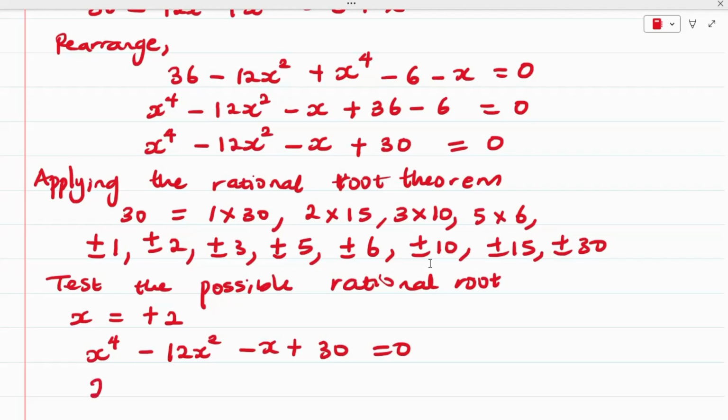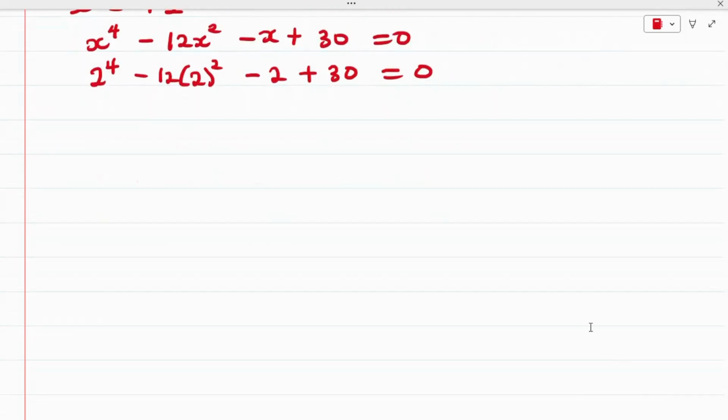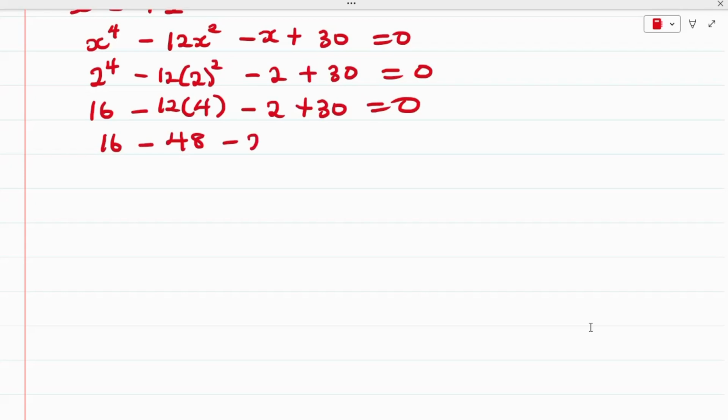So from here we have 2 raised to the power of 4 minus 12 times 2 squared minus 2 plus 30 is equal to 0. So from here we have 2 raised to the power of 4 is 16, minus 12 times 2 squared, which is 4, minus 2 plus 30 is equal to 0. 16 minus 12 times 4, which is 48, minus 2 plus 30 is equal to 0.